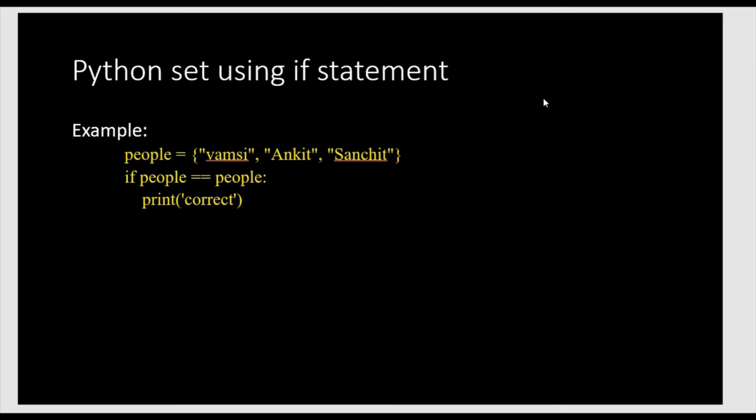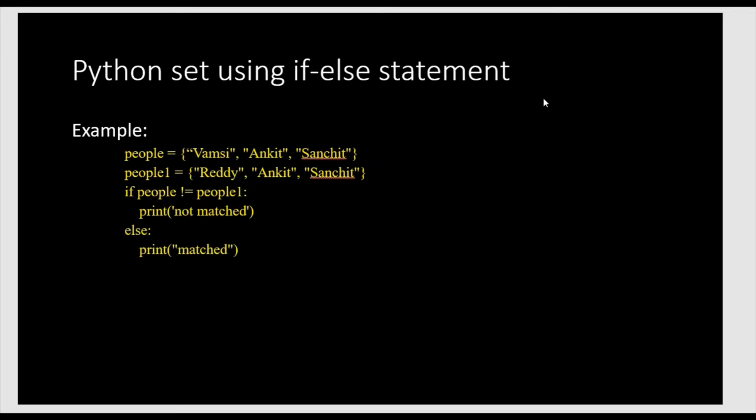Python set using if statements. Here people is equal to Ankit, Sanchit. So if people equals people, it's correct. This is a second set, already Ankit. These are the two types of people, people 1 and people 2. If people is not equal to people 1, then it is not matched. If people is equal to people 1, it's matched.